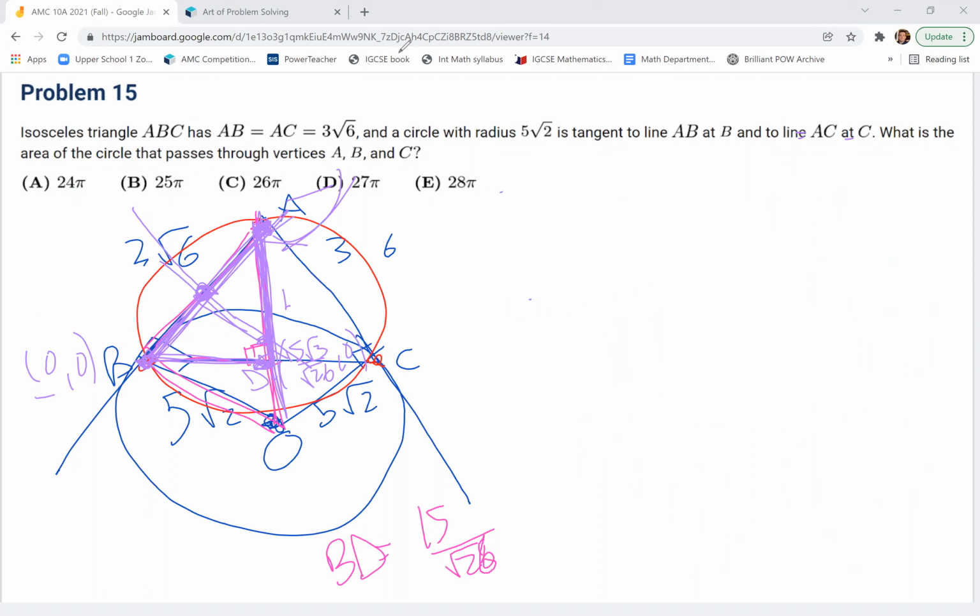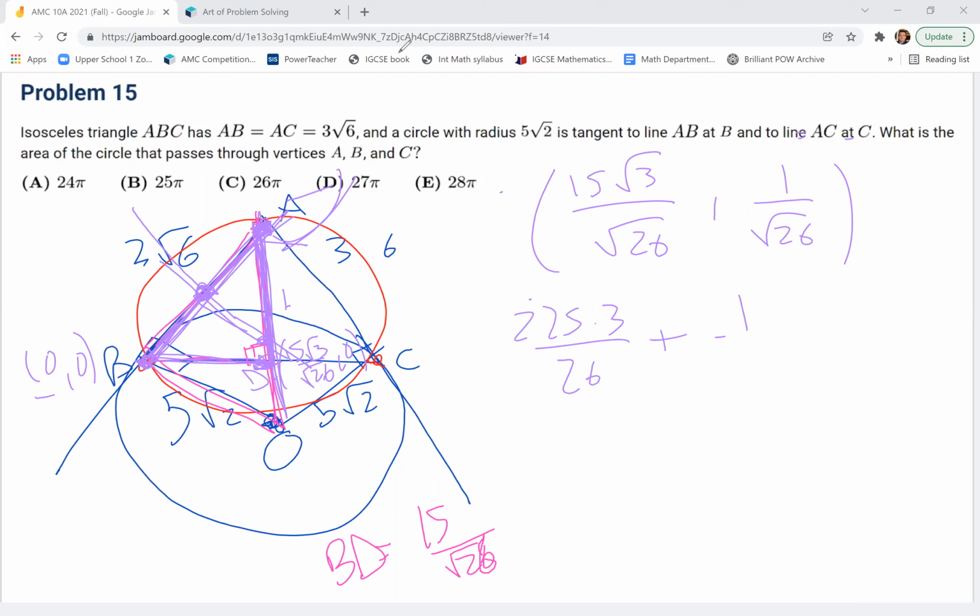Right? So that means that the y value of the center point. So what is the center point? The center point is 15 root 3 over root 26, comma 1 over root 26, right? Now we want to find that distance from 0, which is essentially going to be like using Pythagorean theorem, right? So it's going to be 225 times 3 over 26 plus 1 over 26 equals r squared, right?